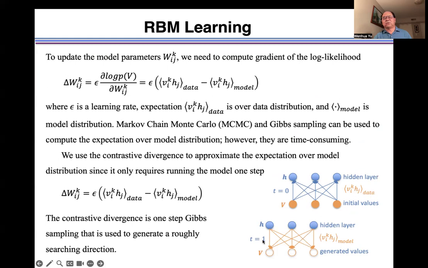And then at t equals 1, update V from H, and then calculate the expectation over the model distribution. The contrastive divergence is a one-step Gibbs sampling that is used to generate a rough searching direction.